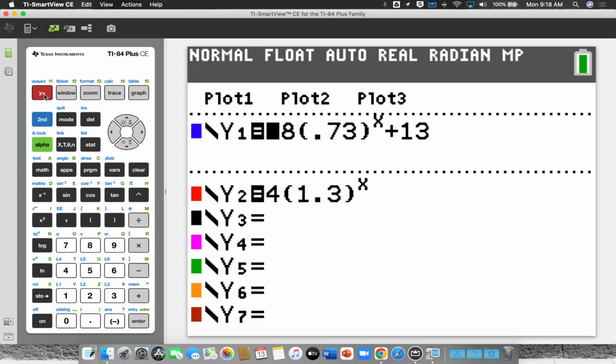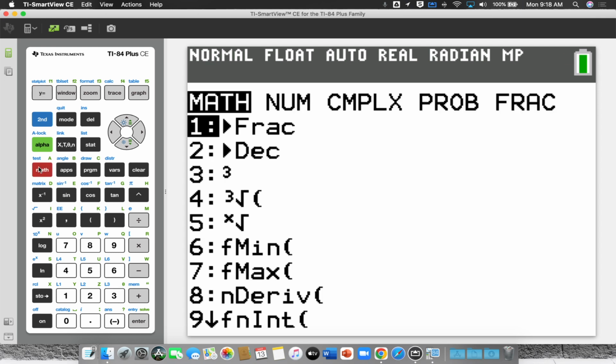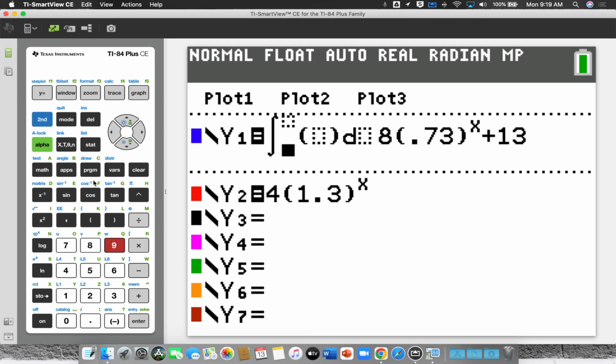So since I have both of them in y equals, I'll show you the shortcut like I showed you last time. I have h of t as y1, z of t as y2. So I want to go h minus z, so y1 minus y2. You don't have to use this shortcut, but it is a shortcut to use the calculator.